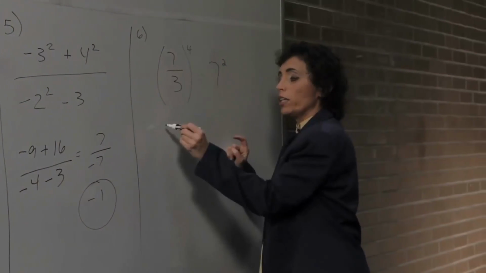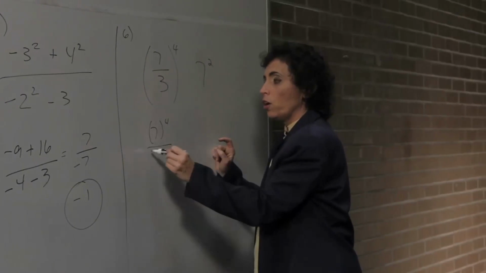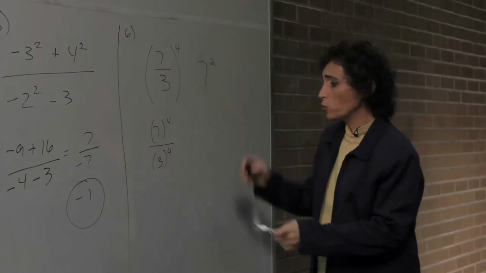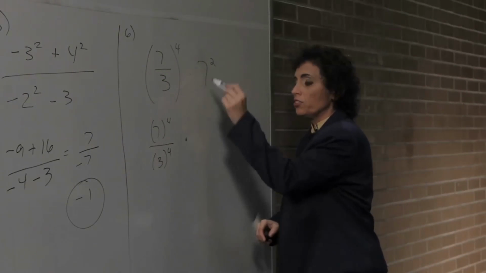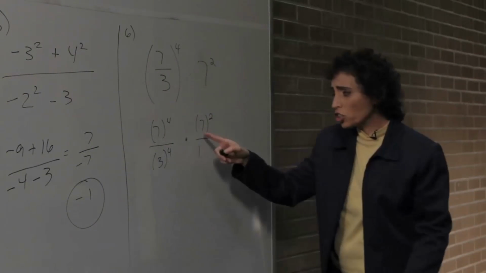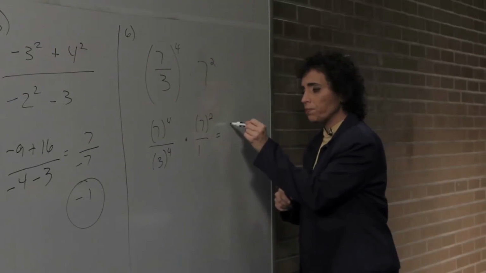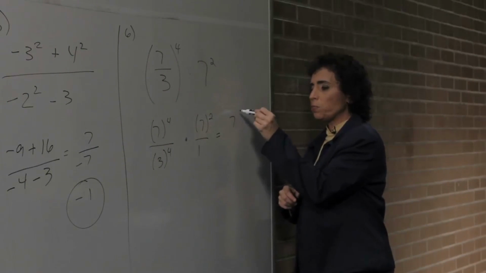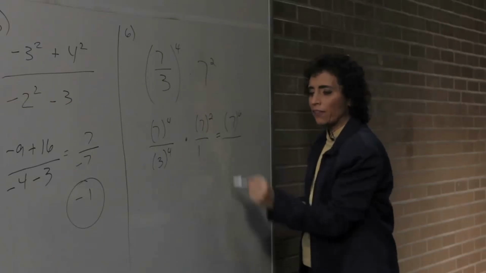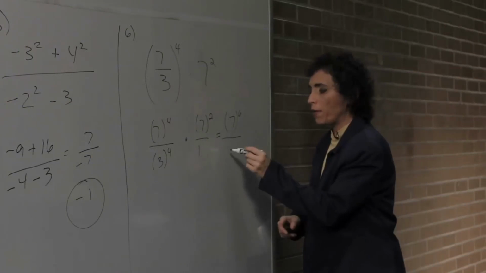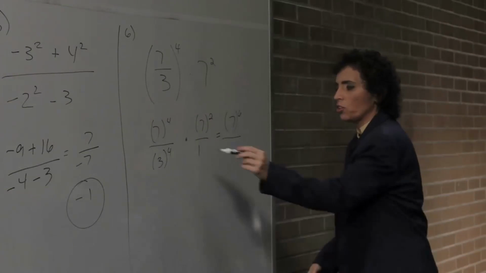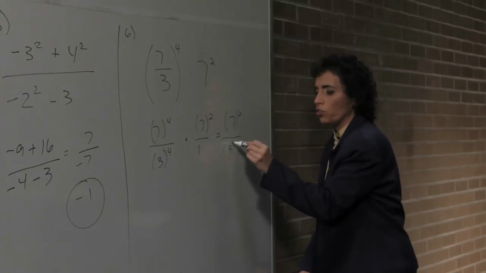This is 7. Really, this is just 7 to the 4th over 3 to the 4th. I don't want to multiply this out. The numbers are too big. Watch what I can do here. It's very clever. This is 7 squared, 7 squared over 1. Watch. On the top, keep the base 7. Add the exponents. 4 plus 2 is 6. I can keep the parentheses. I don't have to keep the parentheses. It doesn't matter. So this is 3 to the 4th times 1, which is 3 to the 4th.